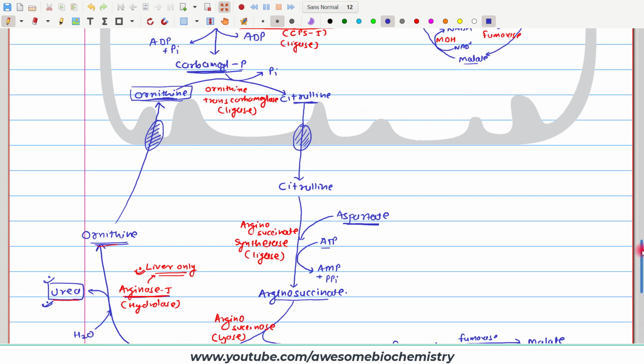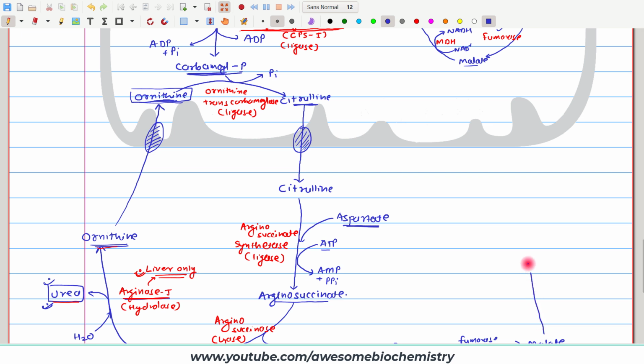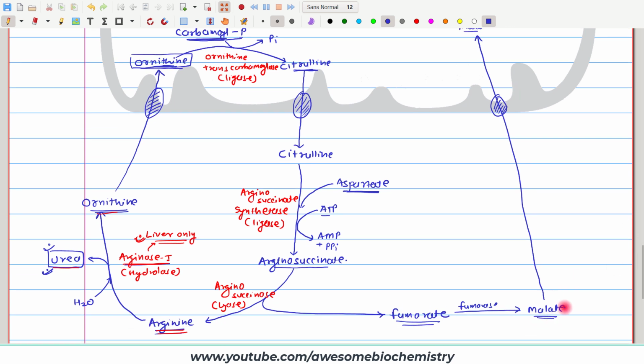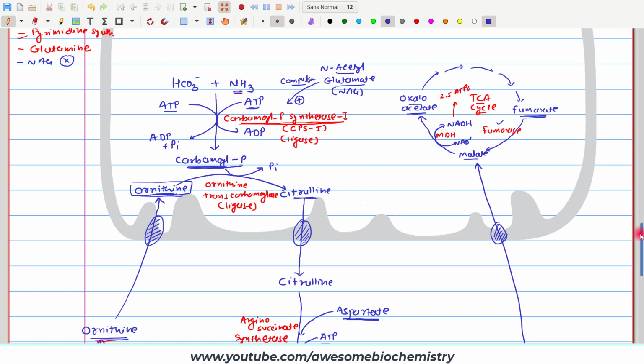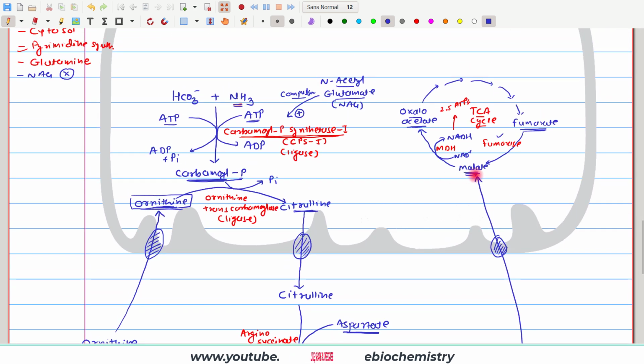Then this malate can easily cross this mitochondrial membrane. There are separate transporters for the transport of malate. So now malate is transported from the cytosol to the mitochondria, and now this malate, with the help of malate dehydrogenase, can be converted to oxaloacetate.